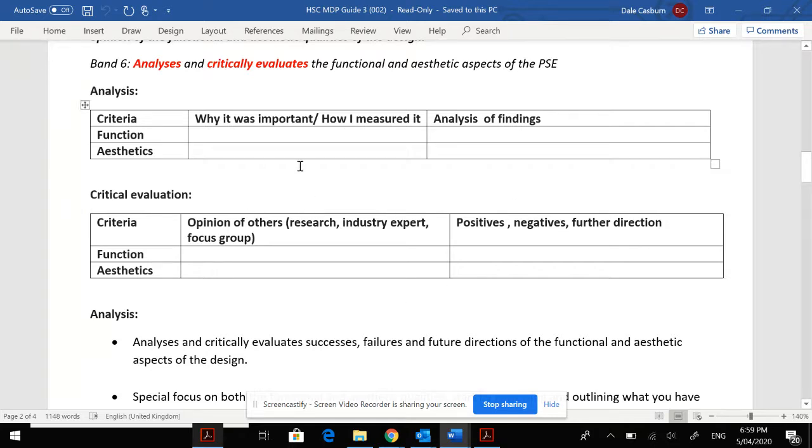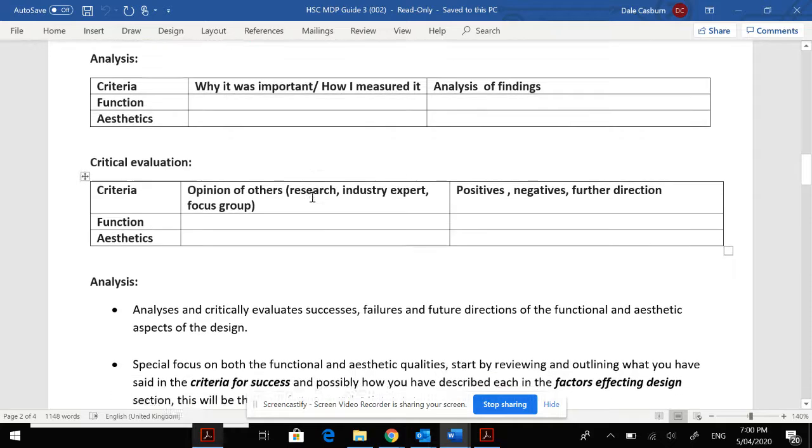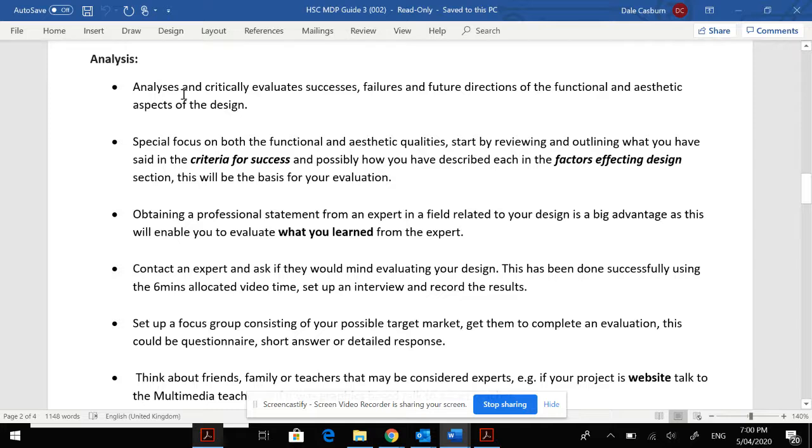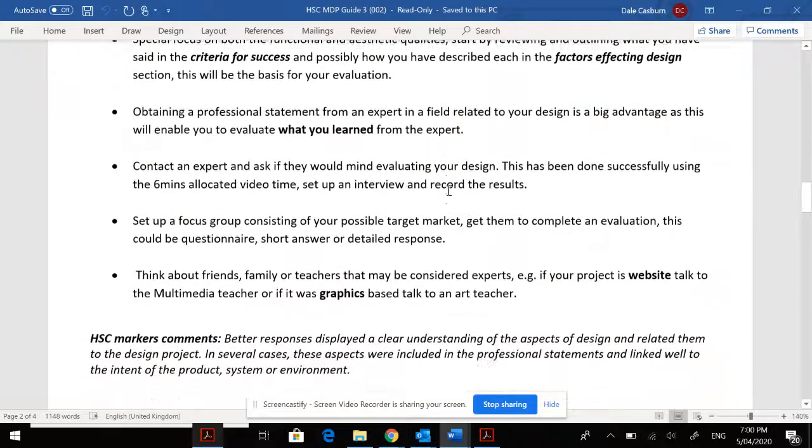I don't really love either of these necessarily. You just need to look at your functional and aesthetic qualities. Maybe this one is the better one: why it's important, how I measured it, and then the analysis of the findings from the measuring. That one probably makes a little bit more sense than here, where I was just thinking I wanted to force some critical evaluation so it was really clear. There's a little bit of information there in the dot points to help you with analysis and what that is. Hopefully, we got a little bit of that throughout the videos, but that might help you out.